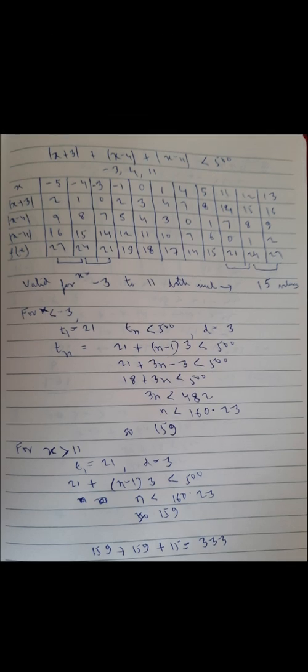So now we got 15 values, which is minus 3 to 11, all the integers, then minus 4, minus 5, minus 6 and so on, 159 values, and similarly 12, 13, 14 and so on, another 159 values. So the total number of integral values of x for which the LHS is less than 500 will be 159 plus 159 plus 15, that is 333. Cheers and all the best.